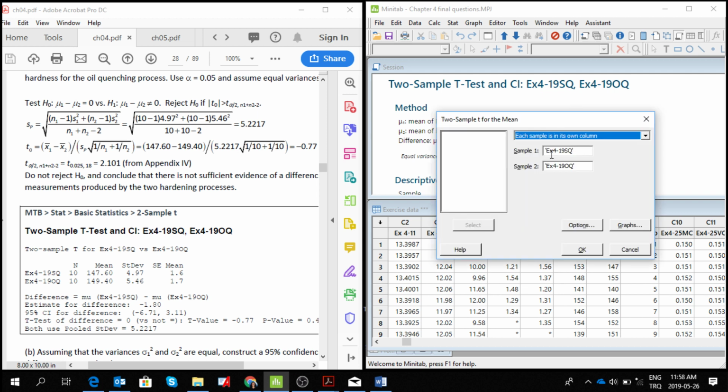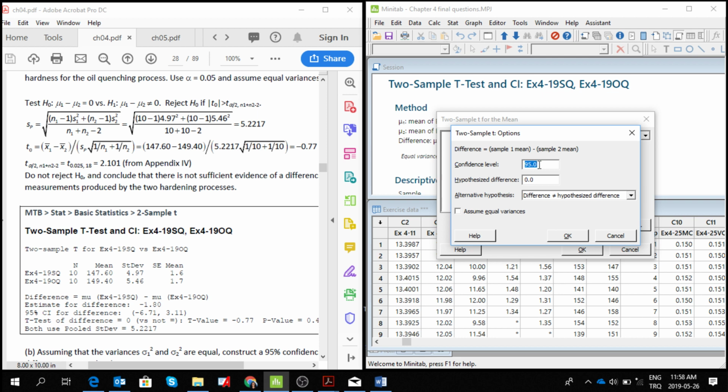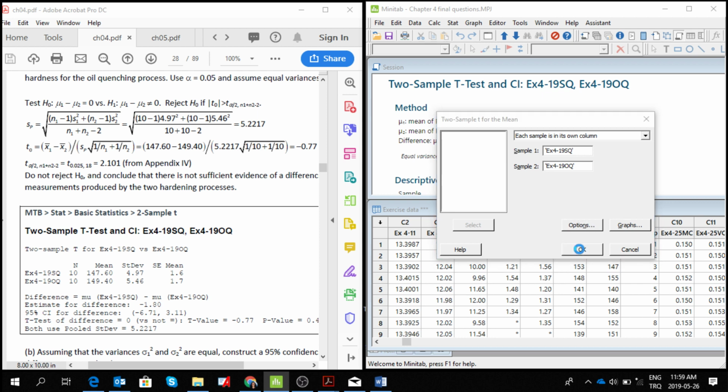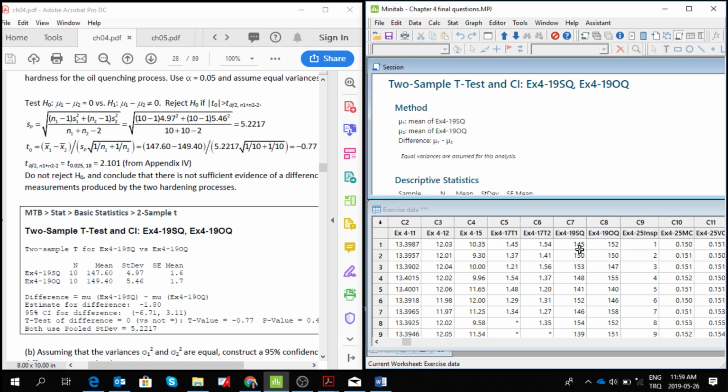Okay, options. Confidence interval, alpha is 0.05. Hypothesized difference is equal to 0. It's the same. We assume equal variances. In here you can see others as well. We click OK. Now this is true. This should be correct. Okay, so equal variances are assumed for this analysis. It says now it's right.